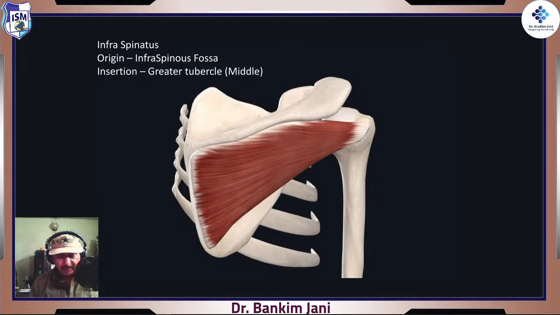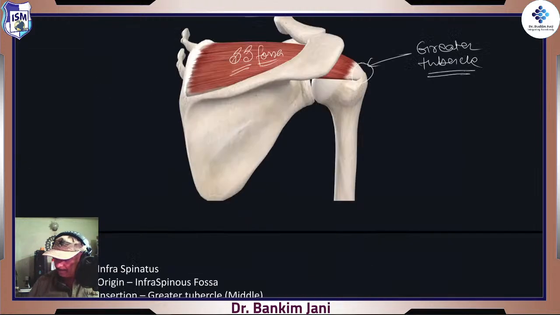Now that's infraspinatus. So again, that is the infraspinous fossa, and its insertion, again, is at the greater tubercle. Now there is something extra, right? Something extra. What's that?